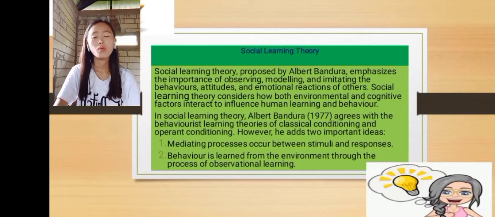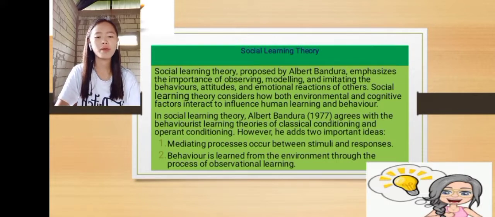So, what is social learning theory? Social learning theory proposed by Albert Bandura emphasizes the importance of observing, modeling, and imitating the behaviors, attitudes, and emotional reactions of others. Social learning theory considers how both environmental and cognitive factors interact to influence human learning and behavior.